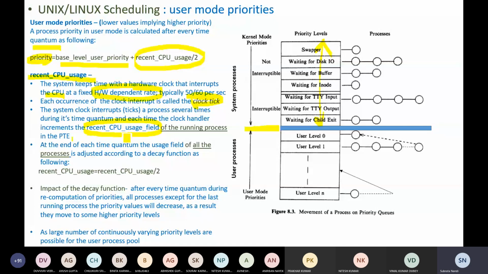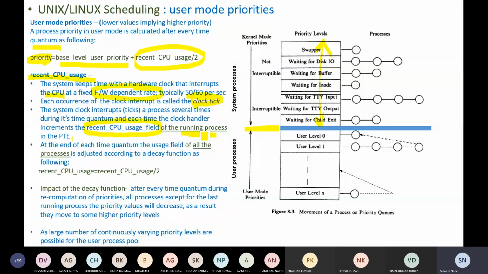So recent CPU usage, what is that? There is a field. If process A is currently running, during its time quantum, say a 1 second time quantum, how many clock ticks or interrupts will occur? Say for example 60. Each tick will increment the recent CPU usage field of the process table entry of process A. Got the point? The clock ticks will increment the CPU usage field of the current running process only, because that is using the CPU.